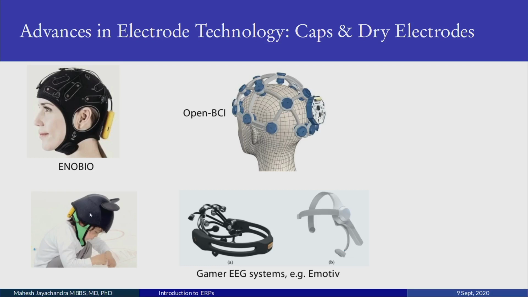This is an EEG cap for a child. We make it friendly by putting a Mickey Mouse overlay on it. And finally, I have to mention gamer systems used by gamers like Emotiv and NeuroSky, where you can record EEG and ERPs. However, these tend to be noisy, and usually neuroscientists hesitate to use them in an official study because they are not certified for clinical or research purposes. But again, in a pinch you could use these, and many people have. Many students and researchers have used these systems.